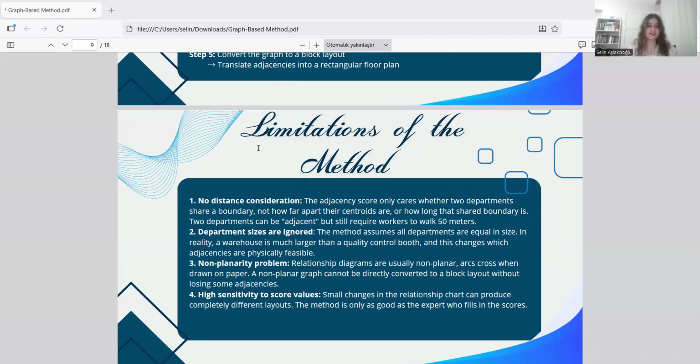Non-planarity is another problem. Relationship diagrams, as we mentioned earlier, are usually non-planar. Arcs cross when drawn on paper. A non-planar graph cannot be directly converted to a block layout without losing some adjacencies. You will see it in the example that we are going to solve. And it has high sensitivity to score values. Small changes in the relationship chart can produce completely different layouts. The method is only as good as the expert who fills in the scores.